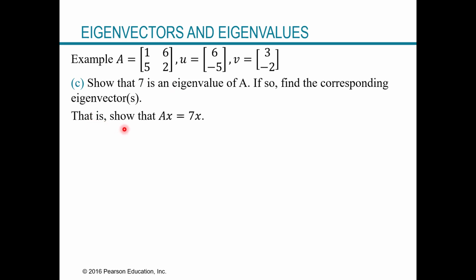That's just the same as saying, can we show that A times x is the same as 7 times x? First of all, notice we don't know what x is, and that's actually part of the question. So first we have to figure out, is 7 even an eigenvalue? And if it is, then we're looking for x. Previously in parts A and B, we were given the vectors. So right now we don't know the vector. All we know is that 7 is possibly an eigenvalue.